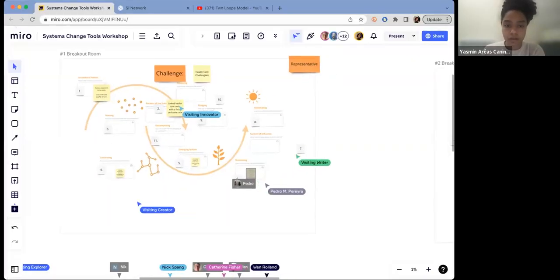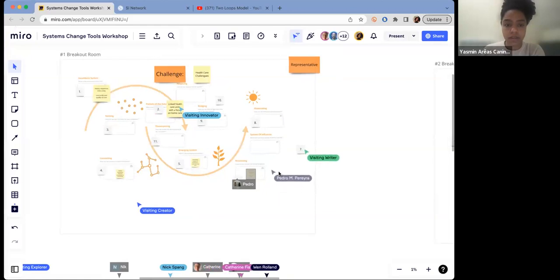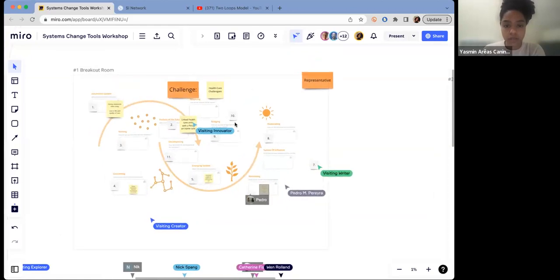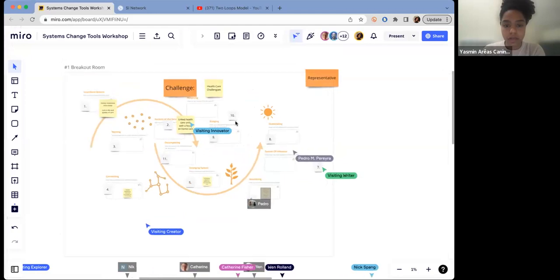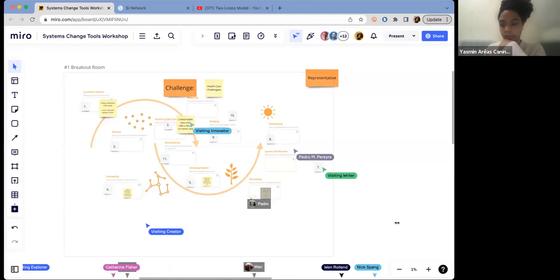Okay, so we'll start here with group one. Let me share my screen. Breakout room one, how did you find the canvas to play around with the ideas and share some ideas with your colleagues?